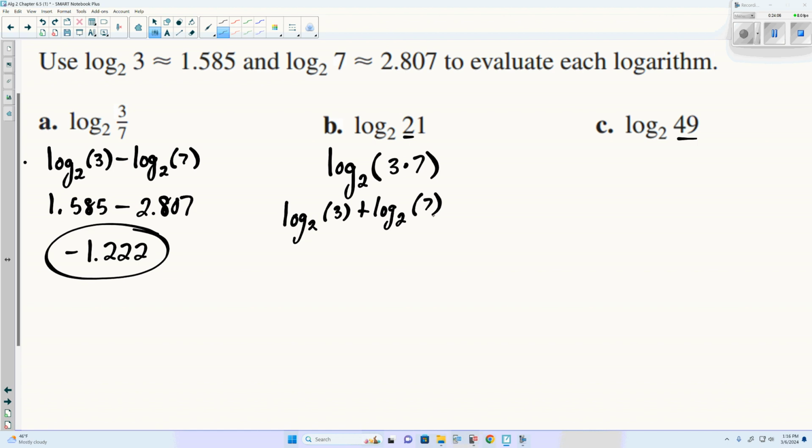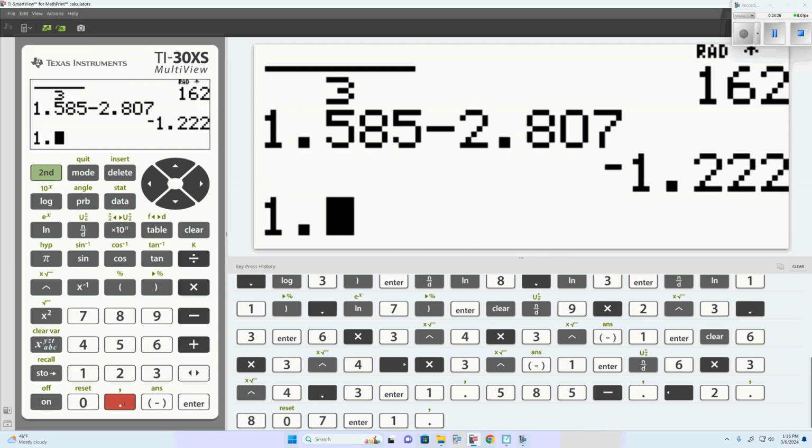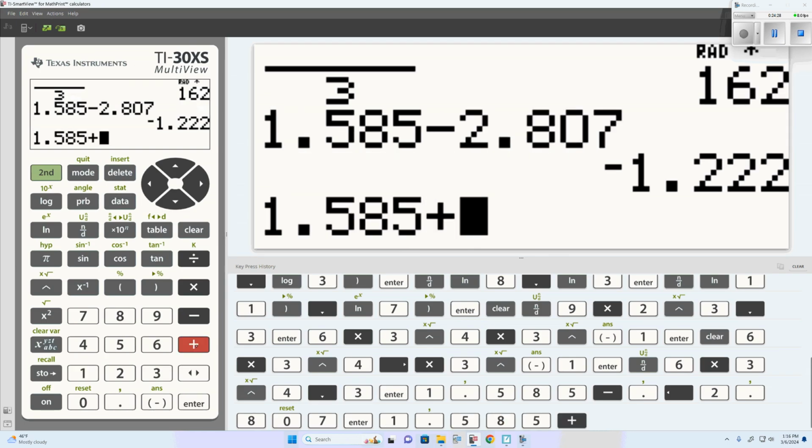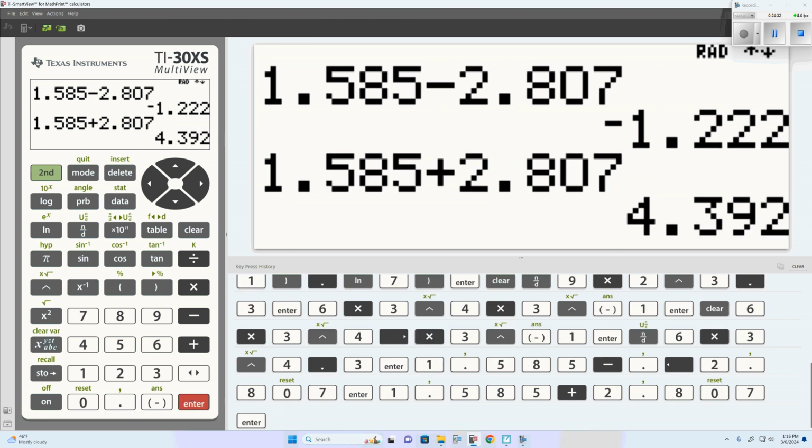Well, log base 2 of 3 is 1.585. We add to it 2.807. And now we just need to add. So we can say 1.585 plus 2.807, which is 4 point something.